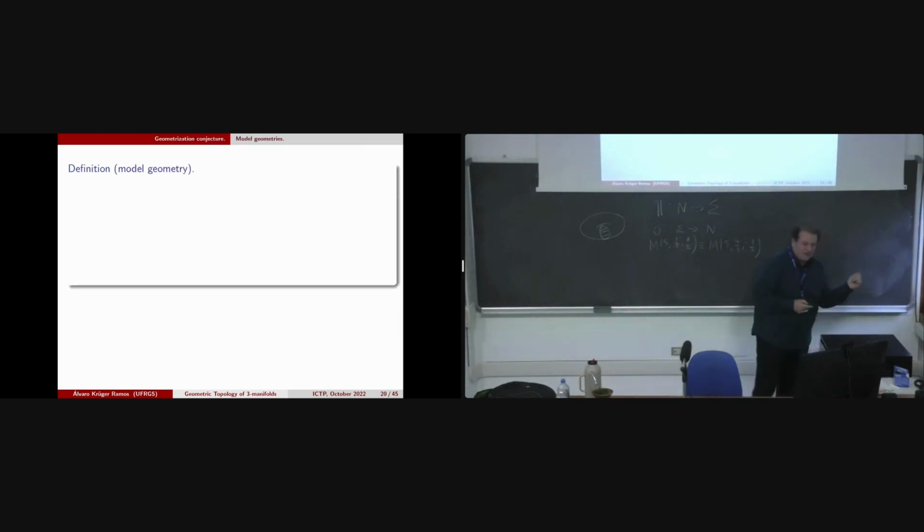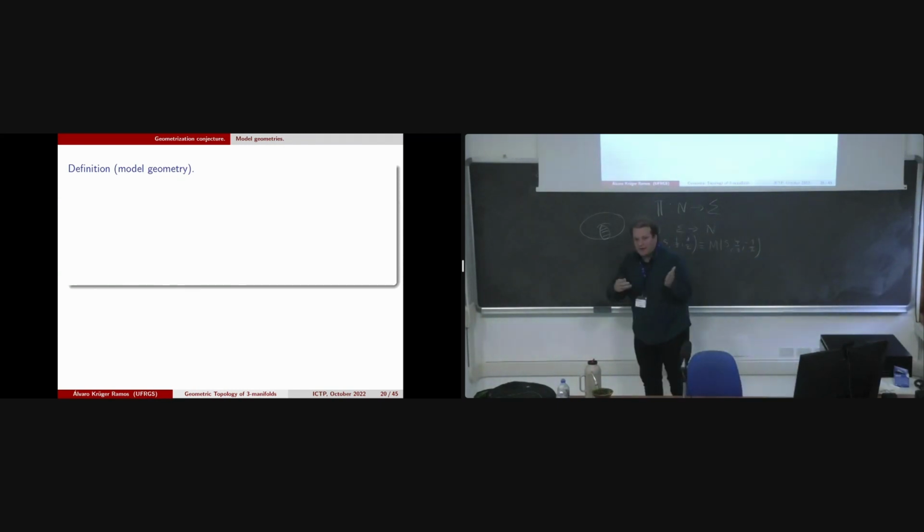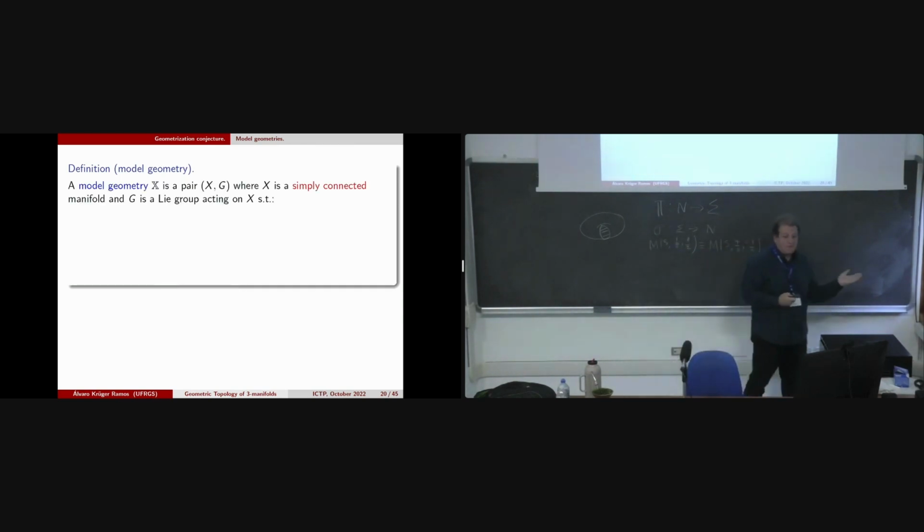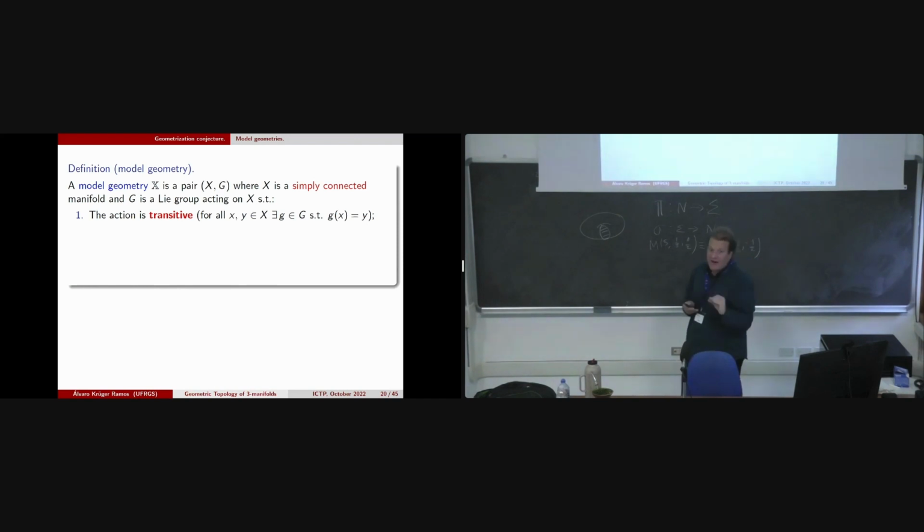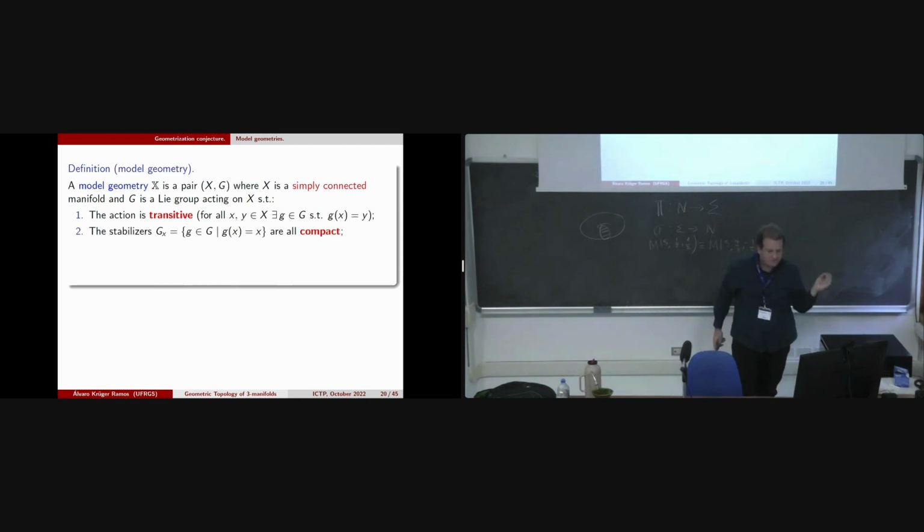Okay, so let's start with the definition of a model geometry, because I already said, can we find model geometry? So what is a model geometry? From the algebraic point of view, a model geometry is a pair: a simply connected manifold and a Lie group acting on this manifold, with this action being transitive, which means any two points are joinable by this action. You can take any point and any other point, and there is an action that takes one point to the other. The stabilizers are all compact.